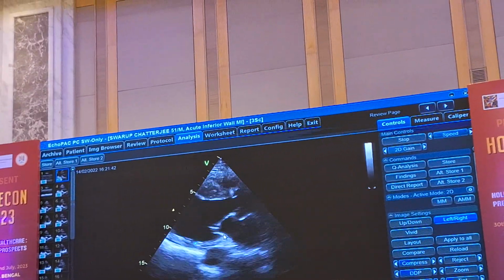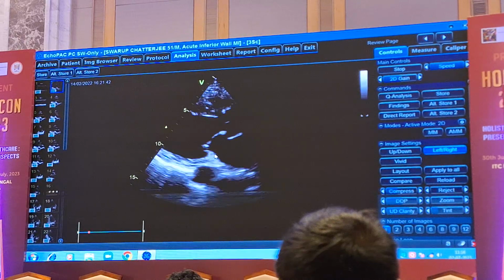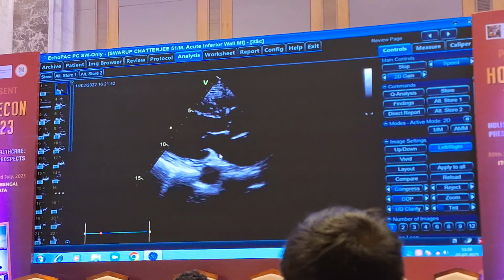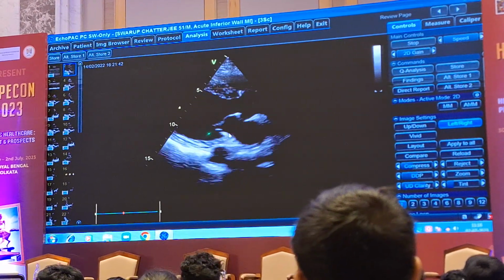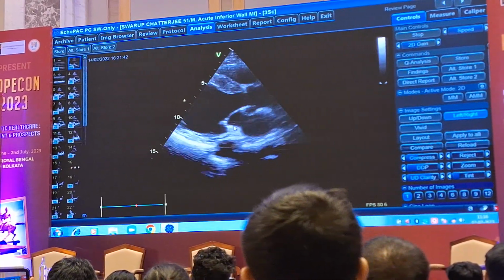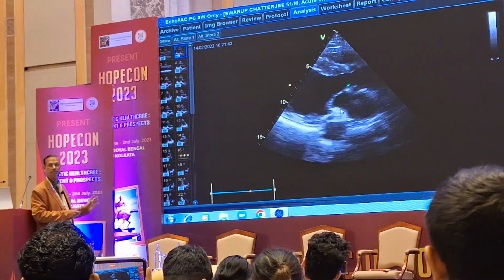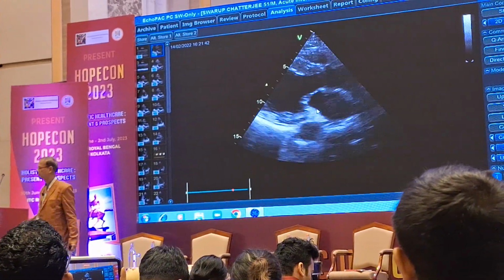But look at this. The inferior-posterior wall, mainly the posterior wall, is just being pulled. There is no systolic thickening. So this is basically a case of inferior wall myocardial infarction. I'll show you the other views, then you will see.